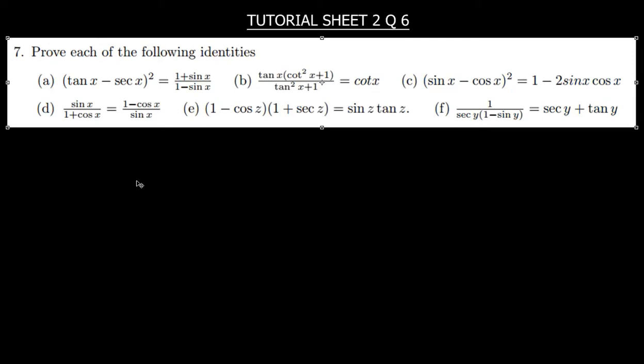Hi everyone, so this is question 7 from tutorial sheet 2. So the first question is tan x minus sine x, minus sec x squared is equal to 1 plus sine x over 1 minus sine x. So for this question to be solved, you have to look at the most complicated part. And okay, you can start from either side, but I would like to start from this side myself.